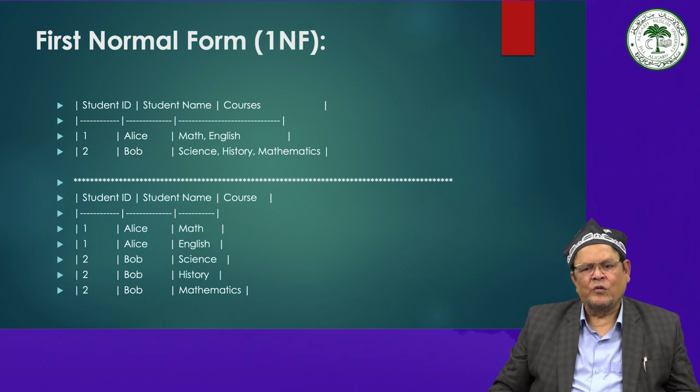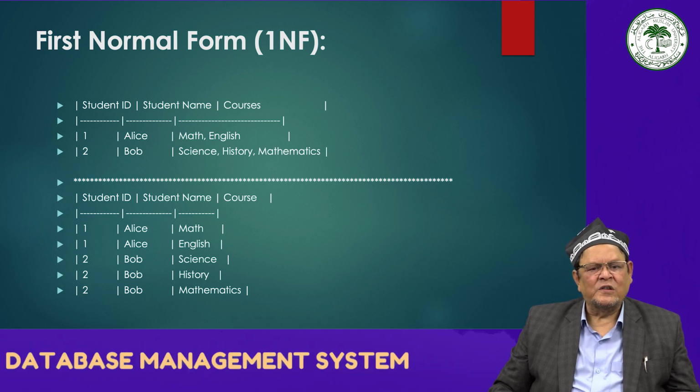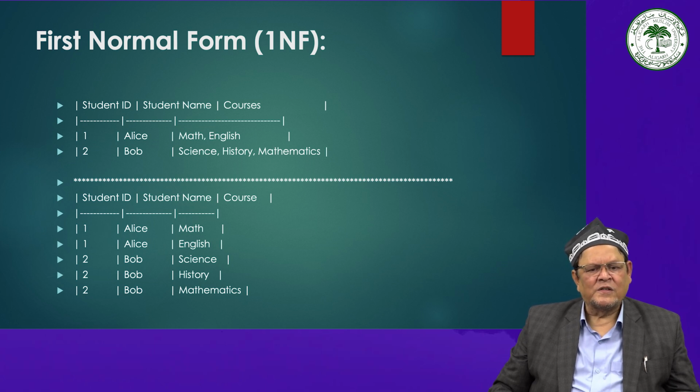To bring it into first normal form, we will split the courses column into multiple rows, each representing a single course for each student. As you can see on the screen, there are two tables. The first one is the original table and the second is the normalized table. By splitting the course column, we have ensured that each cell contains only a single value, satisfying the requirement of first normal form.